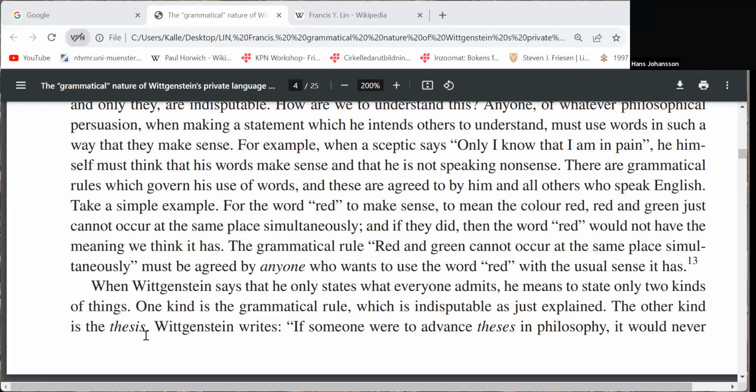Take a simple example. For the word red to make sense, to mean the color red, red and green just cannot occur at the same place simultaneously. And if they did, the word red would not have the meaning we think it has. The grammatical rule that red and green cannot occur at the same place simultaneously must be agreed by anyone who wants to use the word red with the usual sense it has.